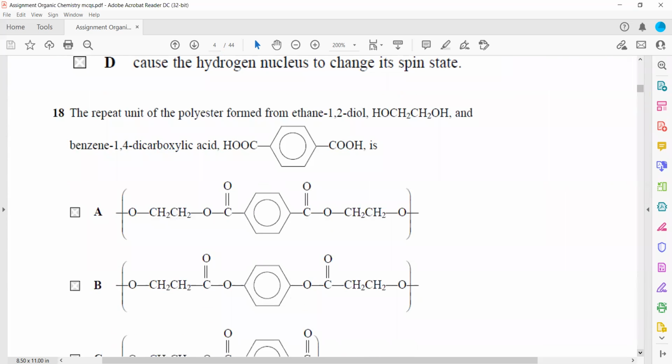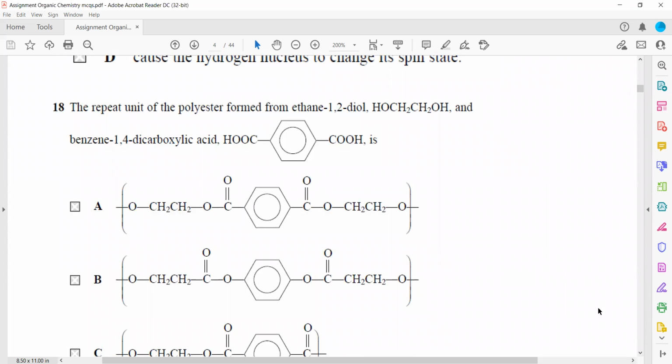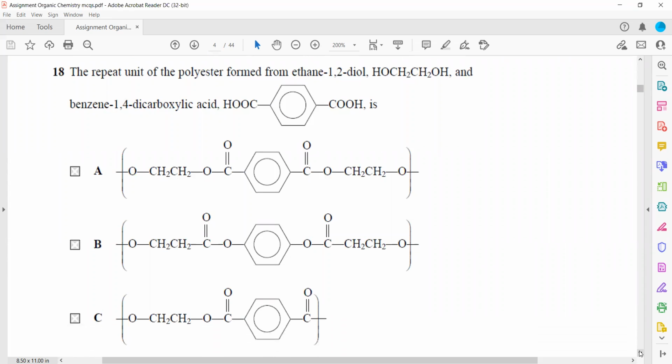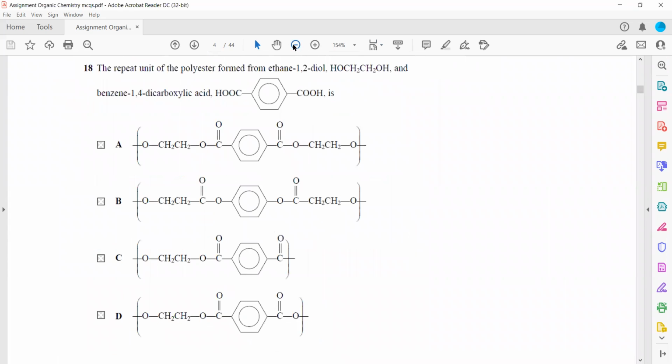In question 18, this is about the polymerization when you have diol react with dicarboxylic acid. So because all of the polymers are starting with O, it means if one side I remove H, the other side I should remove OH. So one side H, the other side I should remove OH.